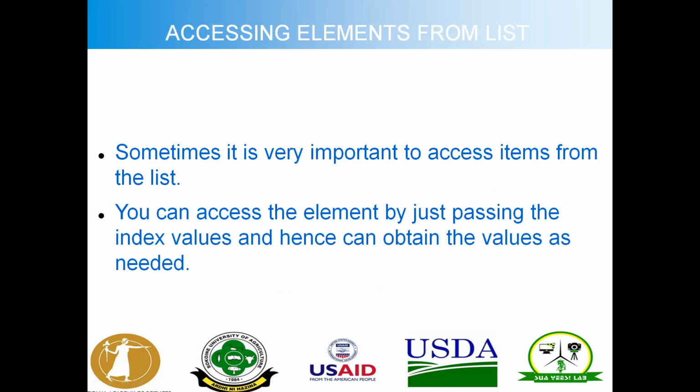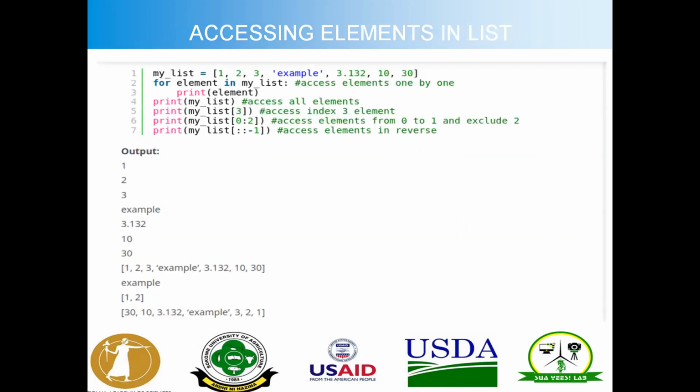Okay, now apart from deleting or creating the list, we need also to know how can we access the element from the list. You can access the element from the list by just passing the index value of that item. So first of all, you need to know the index value of that item, and then you can get the value. So on this example, we are assuming that we have the list with these values 1, 2, 3, example, 3.132, 10, 30. You see, and then we want to access the element.